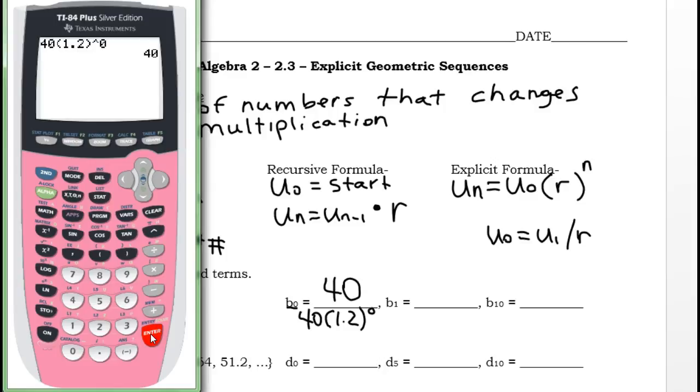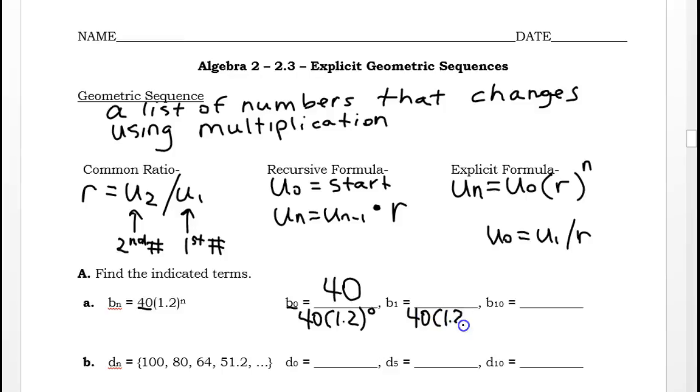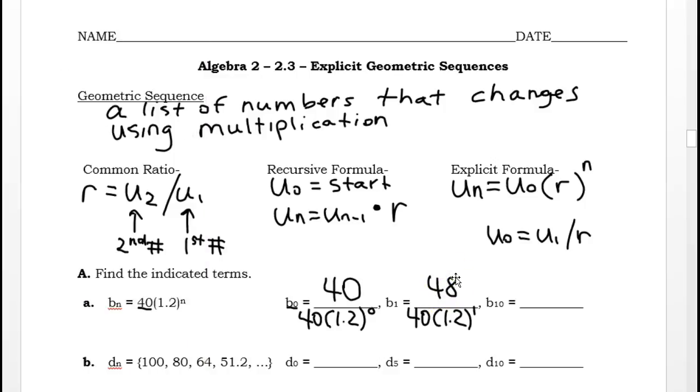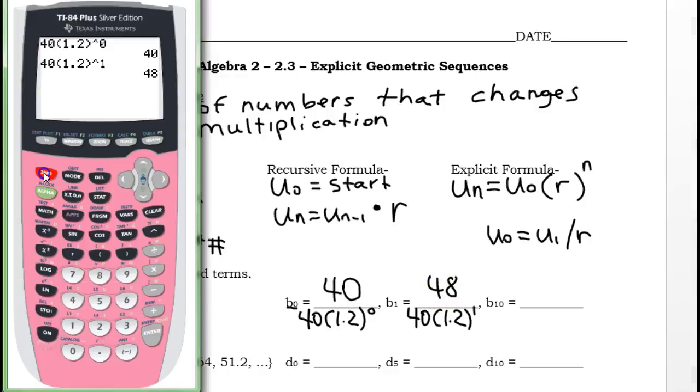If I wanted to get the first answer, I would do the same thing. Take my explicit formula and put a power of 1. So that one on the calculator again, 40 times 1.2 to the power of 1. And I got 48. And if I wanted the 10th answer, I would do the exact same thing, but I would put a 10 for my power, and I get 247.7 if I round that.